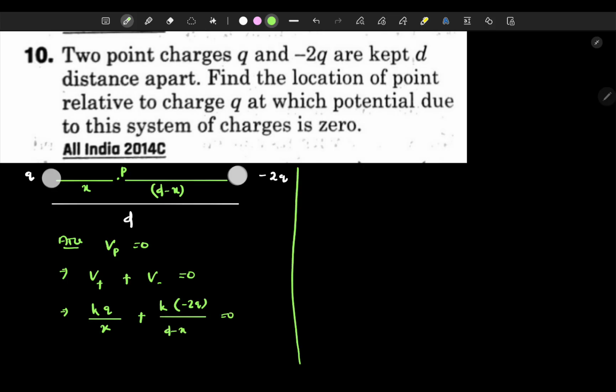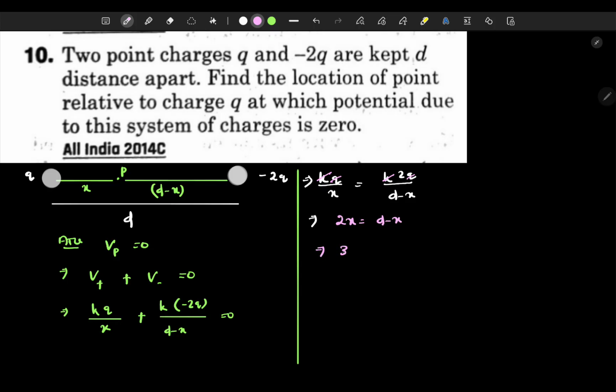Then we can write k into q by x is equal to k into 2q divided by d minus x. Next, k cancels out, q and q cancel out. After cross multiplication, we get 2x is equal to d minus x. So 2x plus x, that is 3x, is equal to d, which implies x is equal to d by 3. So relative to plus q, the position of point P is d by 3, at which electric potential is 0.